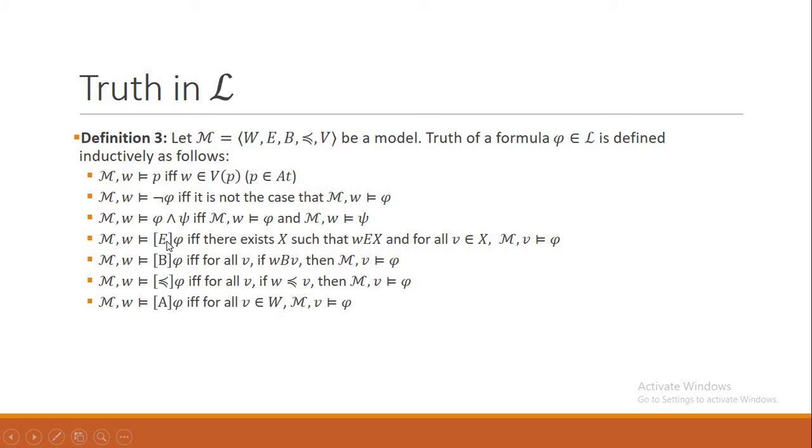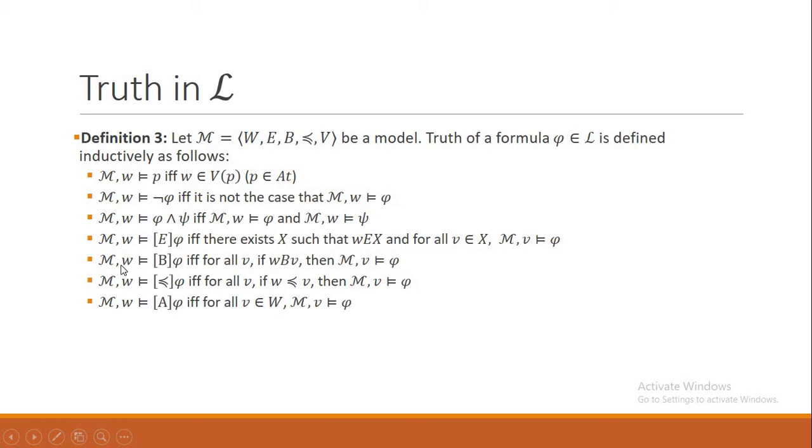E phi, which is the agent has evidence for phi, is true in M and W if and only if there exists an evidence set X, such that X is a piece of evidence at our world W, and for all worlds V in this evidence set, phi is true in all those worlds V. So what this is just stating is we only say that our agent has evidence for phi if one of its pieces of evidence, which has multiple worlds in it, has phi true in all the worlds in this piece of evidence, then this piece of evidence gives us good reason to believe phi. So in that case, the agent does have evidence for phi.